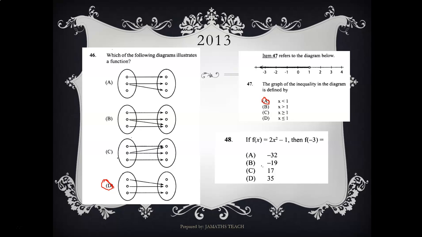Question 48. If f of x equals 2x squared minus 1, then what is f of negative 3? So we know that we substitute the value of negative 3 where x is, and we calculate. And we remember that we must do the squaring first. So it is 9 multiplied by 2 minus 1. So that's 18 minus 1, and we know that is 17. Next question.